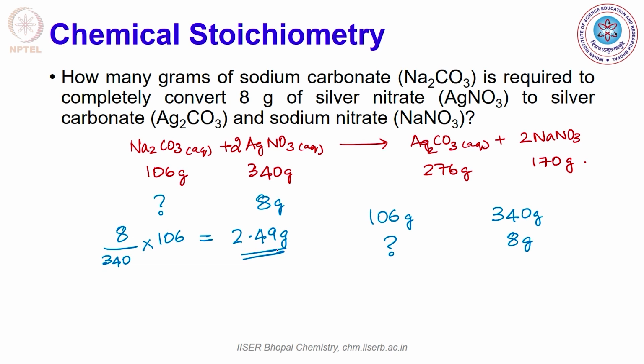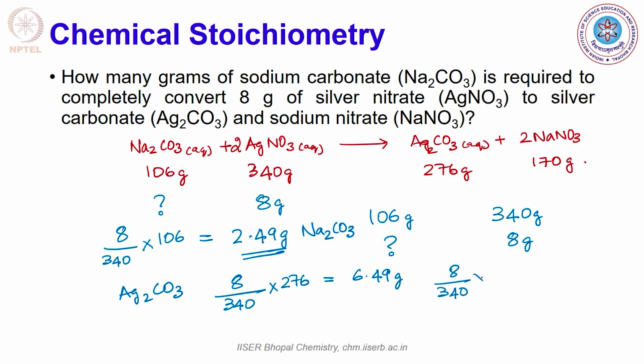And now that we have understood 2.49 grams of sodium carbonate is required, let us also determine how much Ag2CO3, that is silver carbonate, will be formed. Using the same formula, you are going to have 8 by 340 times 276, which is going to be equal to 6.49 grams. And how much NaNO3? It is going to be equal to 8 by 340 times 170, which is easy, it will be 4 grams.